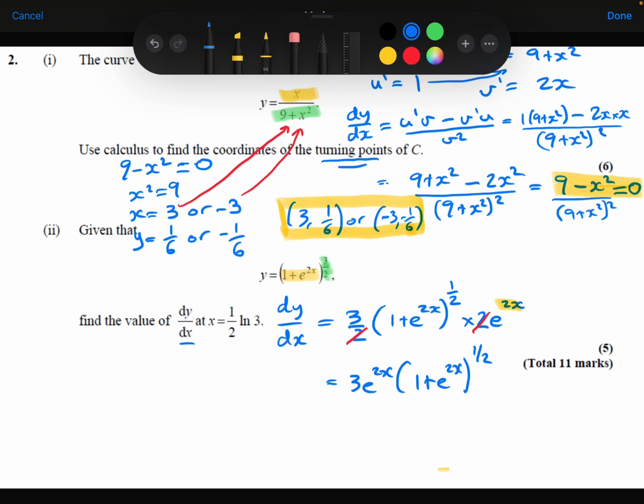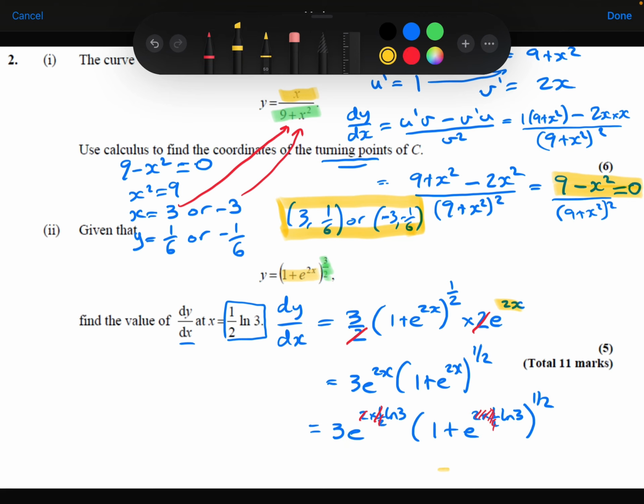And I need to find the value when x is 1/2 ln 3. So let's substitute that in instead of the x. So we'll get 3e to the 2 times 1/2 ln 3 multiplied by 1 plus e to the 2 times 1/2 ln 3 all to the power of 1/2. Now, I can see that the 2 times a half cancels these things out here, and the 2 times 1/2 cancels these things out here.